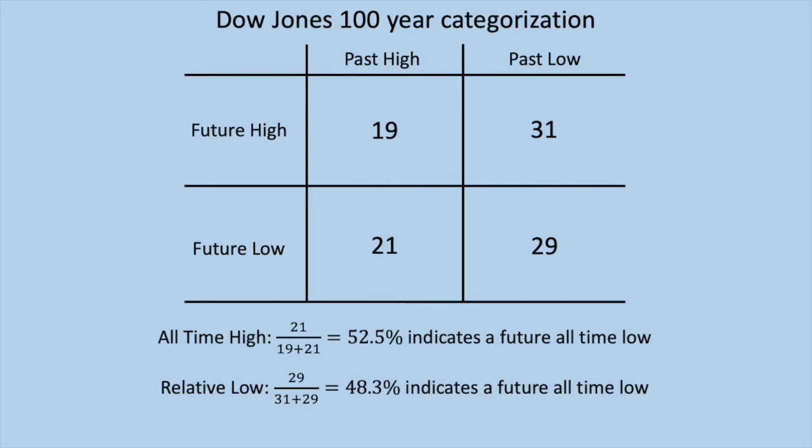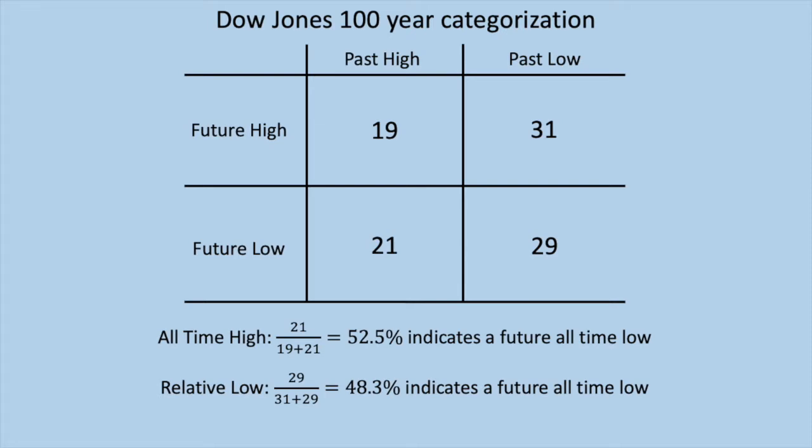When the market was at an all-time high, which was the case for about 40 years, 21 of them were also years the market was at a future all-time low. Which means that if you ever saw the market at an all-time high in the past 100 years, there'd be a 52.5% chance that it would never get that low again. Think about that for a second.